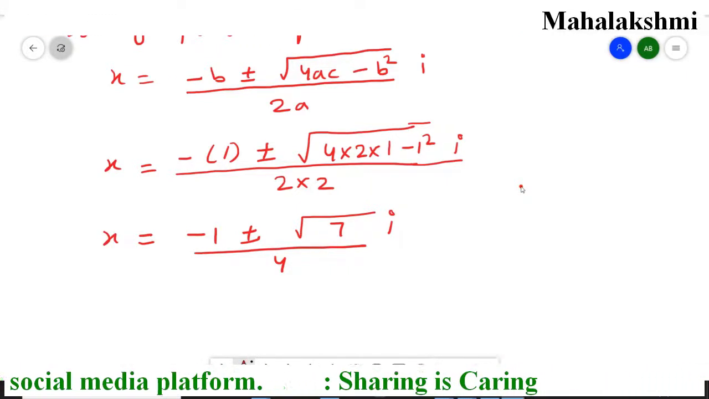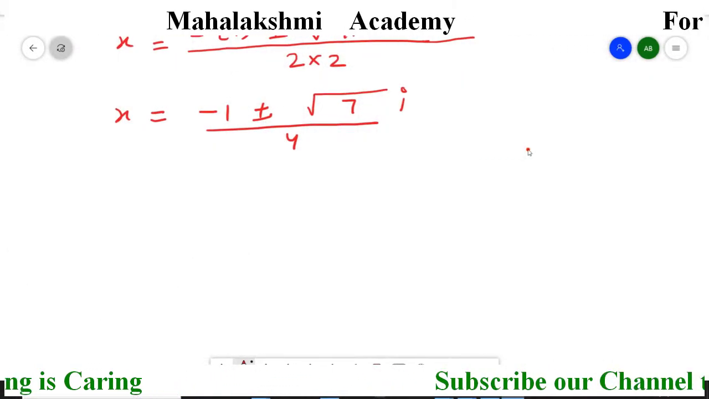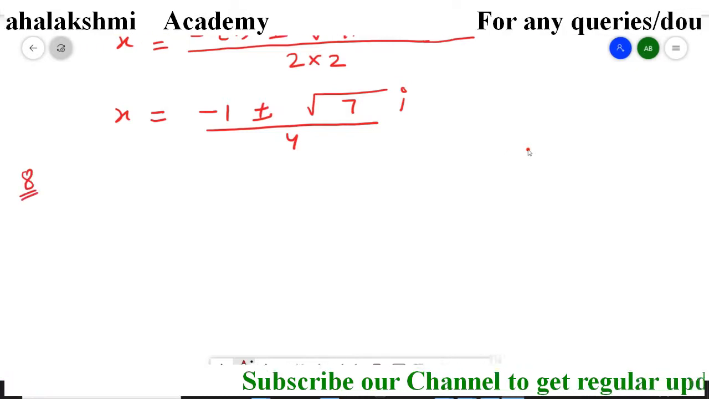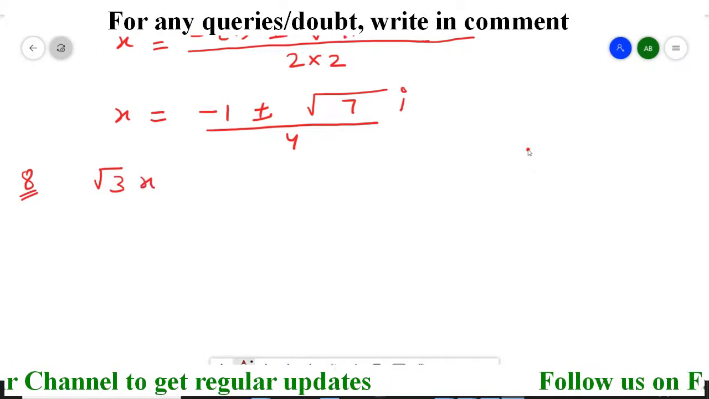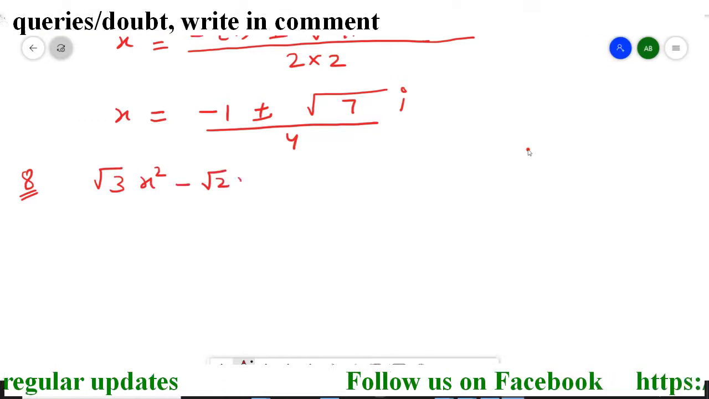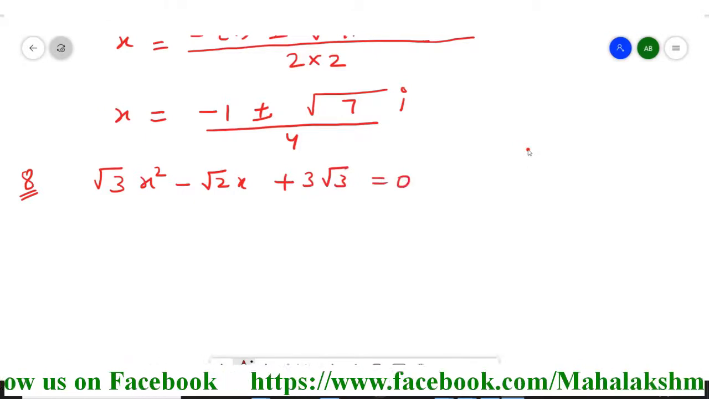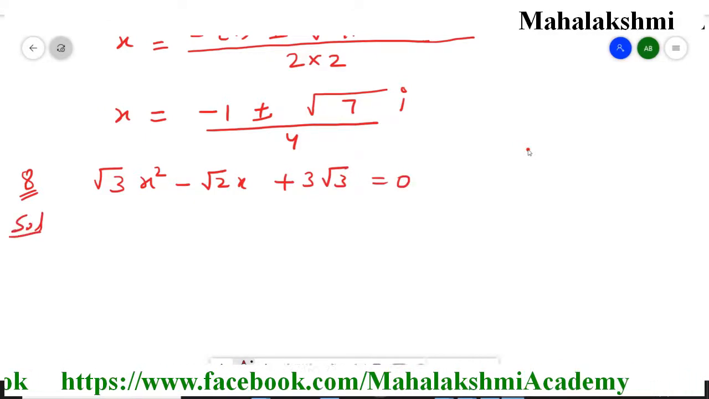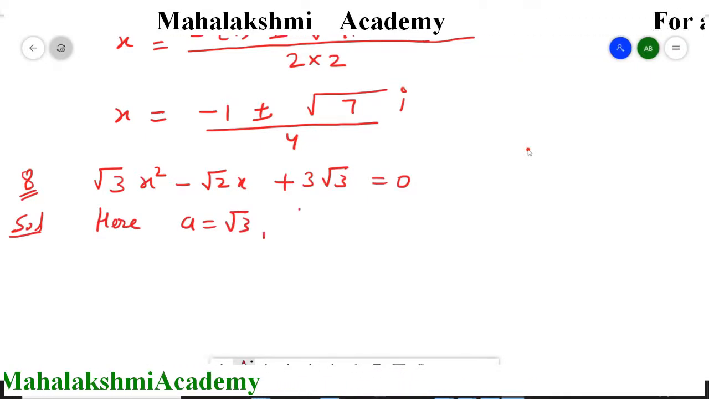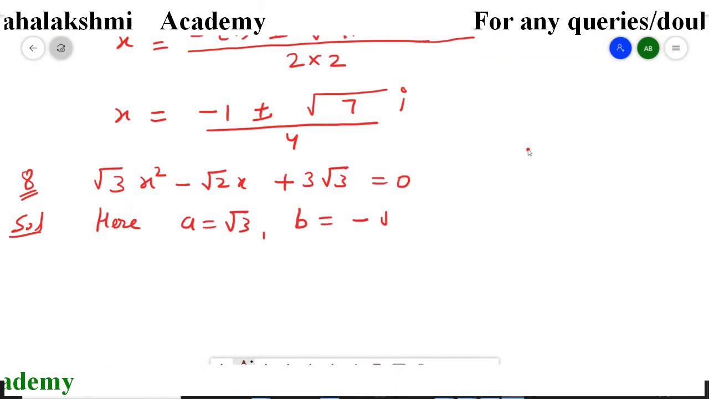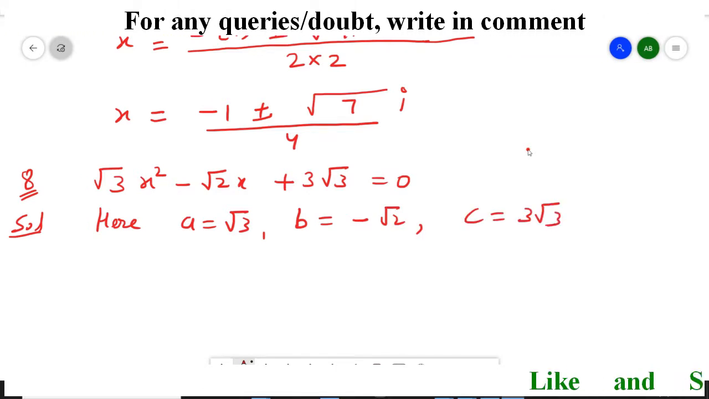So like this we'll solve one more question. We'll take some difficult equation. In the 8th question some root terms are there. The equation which is given to us is root 3 x square minus root 2 x plus 3 root 3 equal to 0. So first we'll write down here a is root 3 and b is minus root 2 and c is 3 root 3.